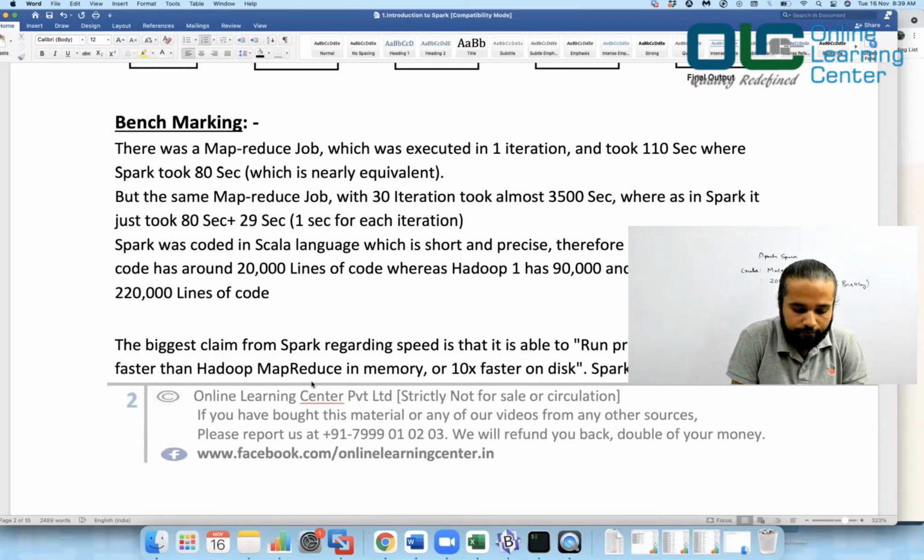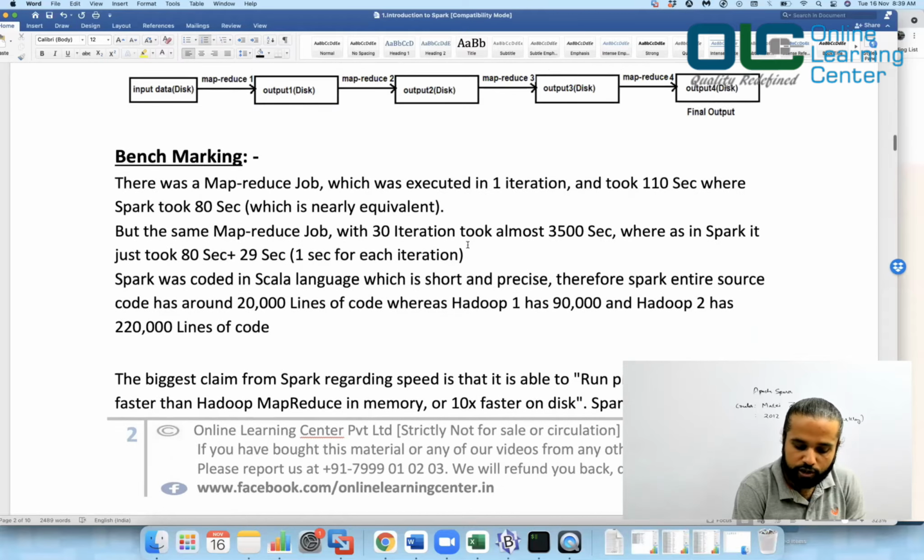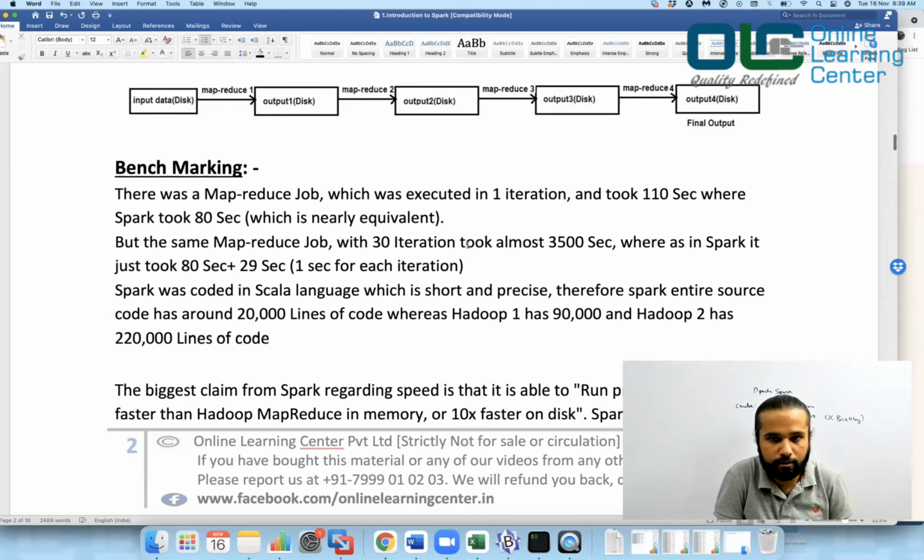Let me talk about a benchmark which can help you understand how much faster Spark is than MapReduce. This is a benchmark which somebody else did, not me; I just collected it from some source. There was a MapReduce job which was executed in one iteration, only one time, and it took 110 seconds where Spark took 80 seconds.